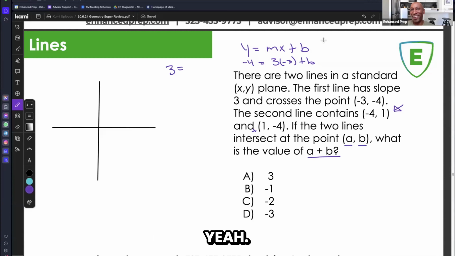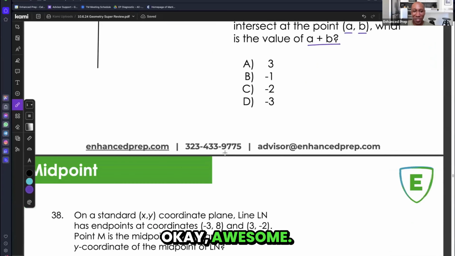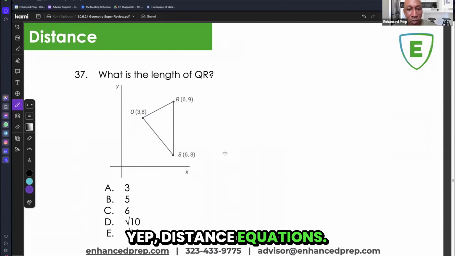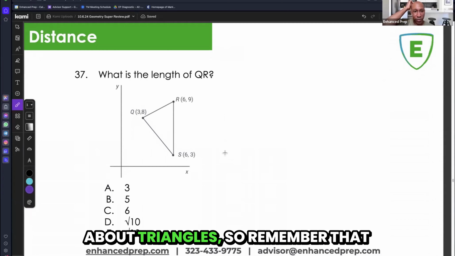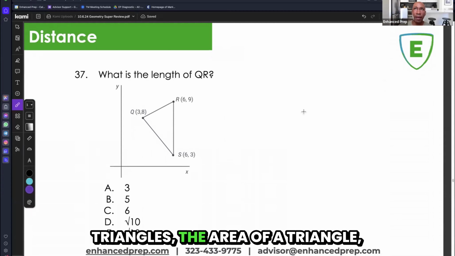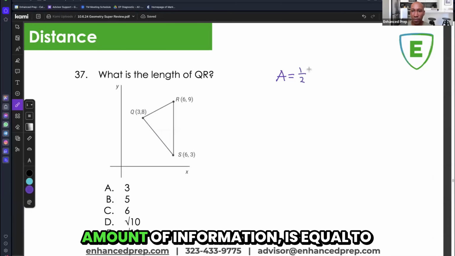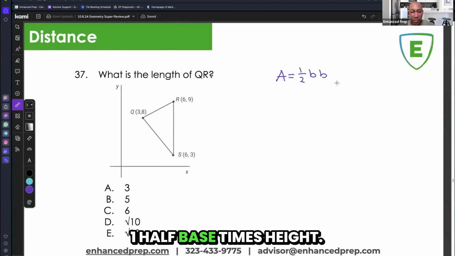Yeah, I'm pretty sure. Okay, awesome. Great job. Midpoints, again, and distance equations. One thing I want to tell you about triangles: when you're thinking about triangles, the area of a triangle, as additional information, is equal to 1/2 base times height.